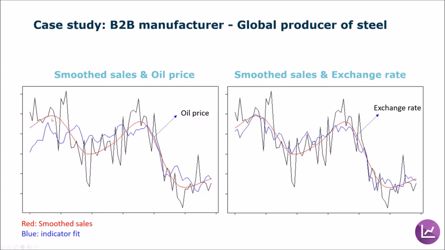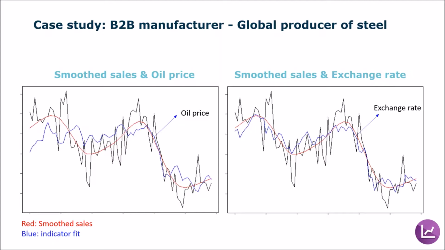The red curve here is the underlying trend. It is what we get if we remove seasonality and any noise in the time series. Leading indicators are used to match this trend, the red curve. If we try to match that red curve, let's start with the oil price.